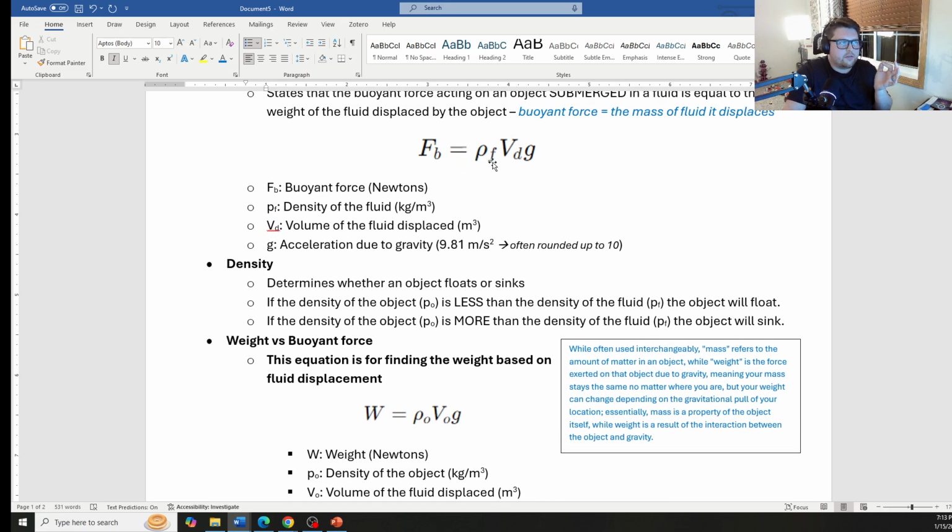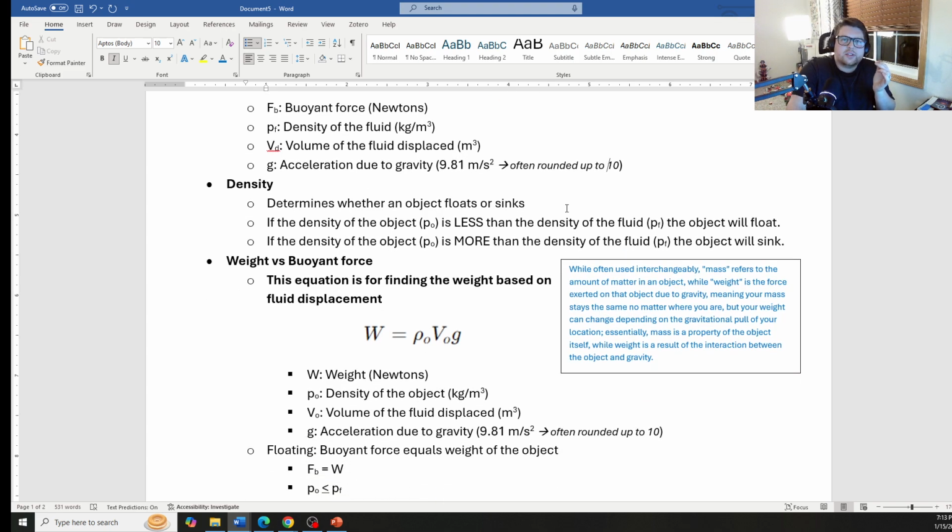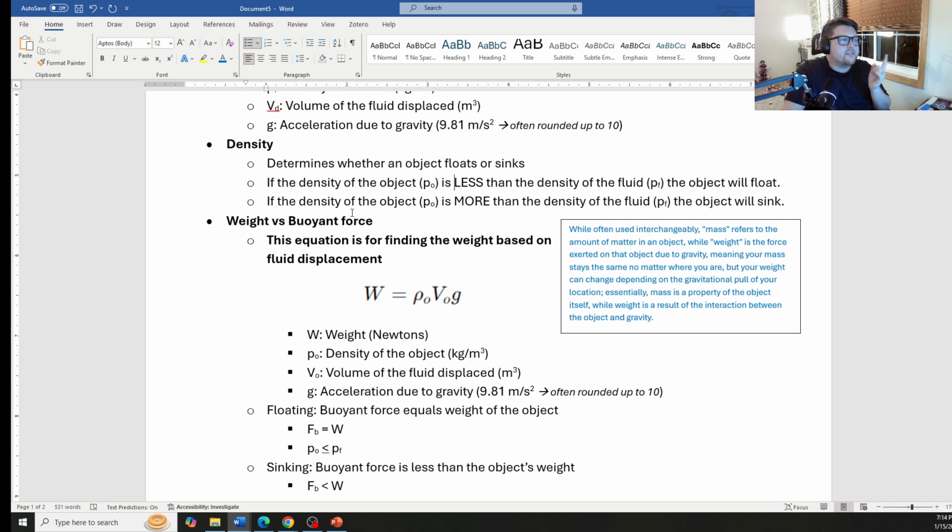Density, this little p right here, is what determines whether an object floats or sinks. In most cases, we're going to be talking about water, so a lot of the time we'll talk about the density of water. If the density of the object, whatever it is that you're putting into the fluid, is less than the density of the fluid, our object will float. If the density of the object is more than the density of the fluid, the object will sink.